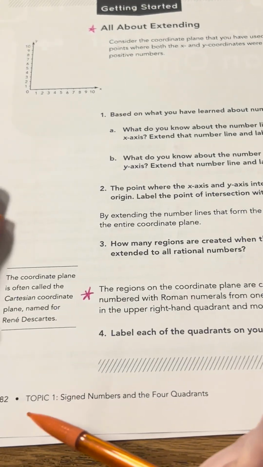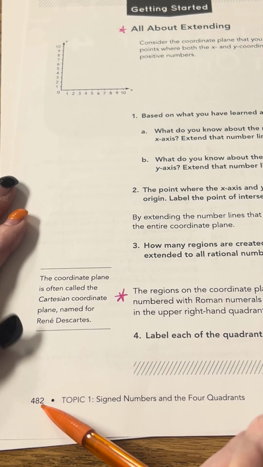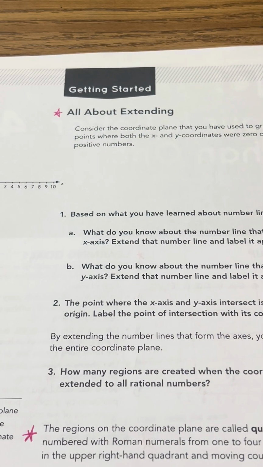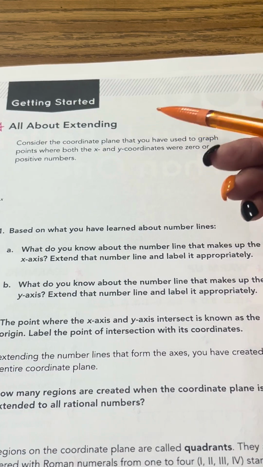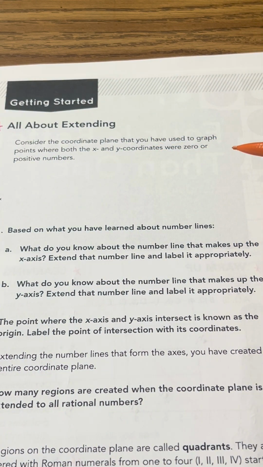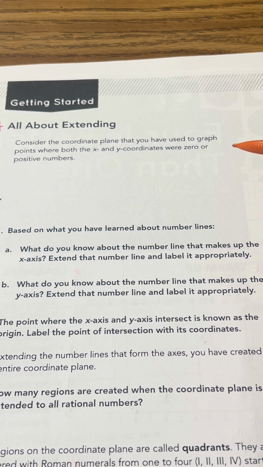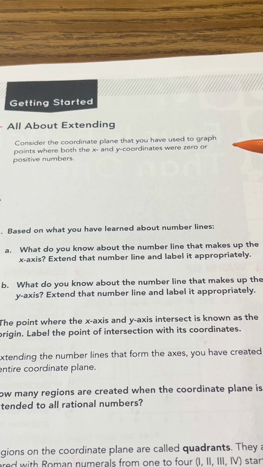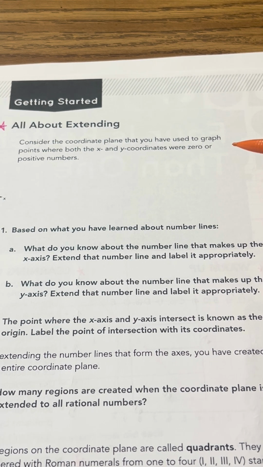We are now on the next page. It's page 482, and it's labeled all about extending. Consider the coordinate plane that you have used to graph points where both the x and y coordinates were 0 or positive numbers.